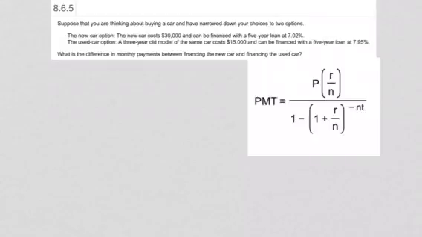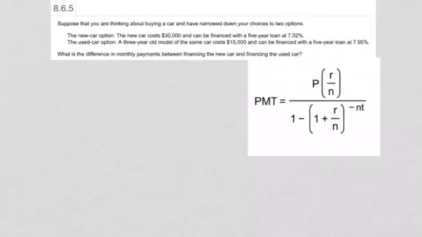What we want to find is the difference in monthly payments between financing the new car and financing the used car. This is something we all probably face at least once in our life: when we're looking for a car, do I go the new car route or the used car route, and which one's the better price over time? And so we're going to be able to determine that.